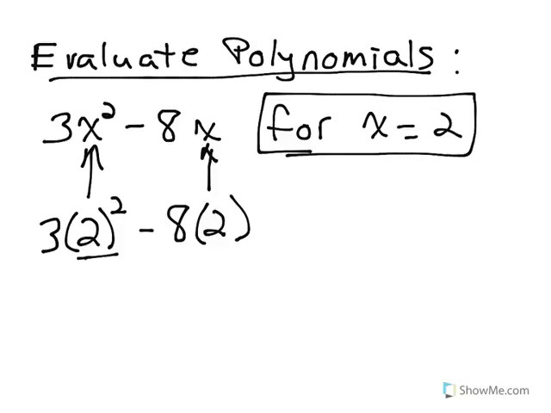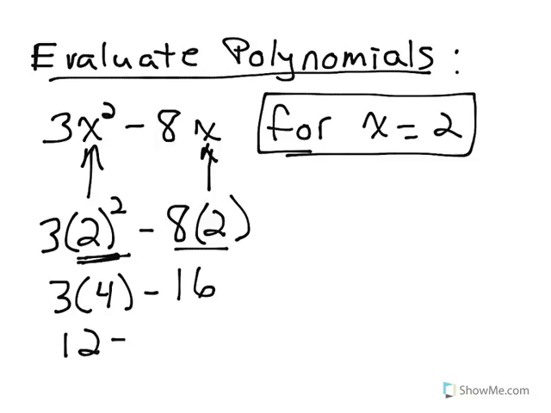Make sure you do your exponents first. 2 to the second power is 4, so we now have 3 times 4. Minus 8 times 2 is 16. 3 times 4 is 12. Minus 16 equals negative 4.